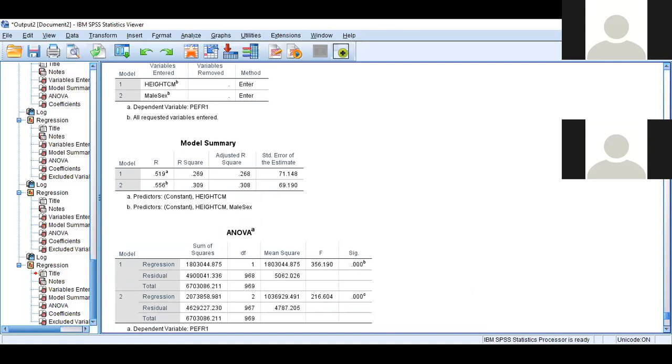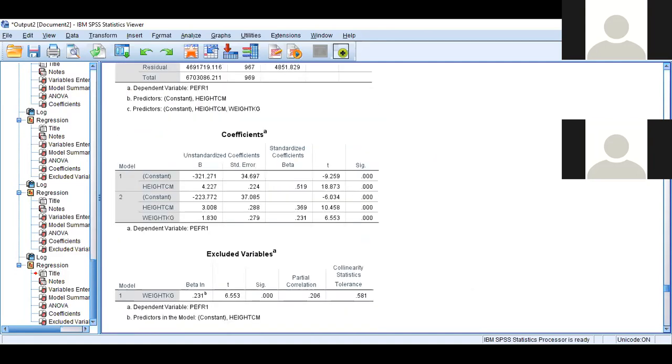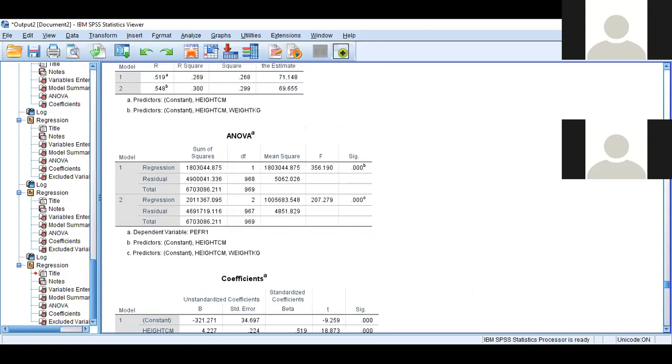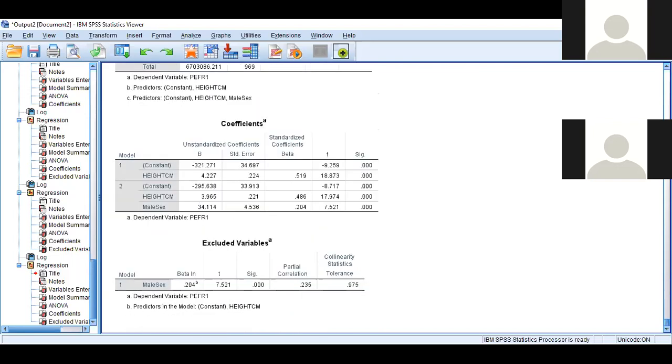It's still possibly better than weight because the weight accumulates to 30, and this one accumulates to 30.9. I don't know if you understand me. Are you following? Yes. So when we put weight, it gives you 30. But when you add sex to height alone, it gives you 30.9. So it's even telling you that sex is even better than weight. So in this case, males have better expiratory flow rate than females, because that's what it's telling you.